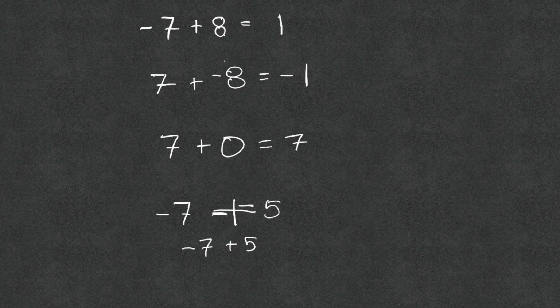And that's a little easier to think about. Now we can go back to the other rules, and we see that the 7 is greater and it's negative, so our answer will be negative. And the difference between the 7 and the 5 is 2.